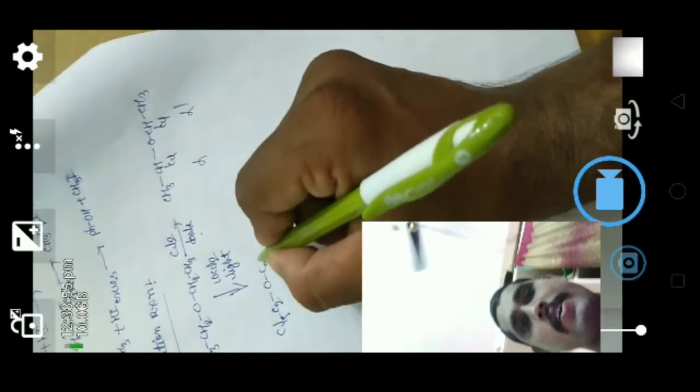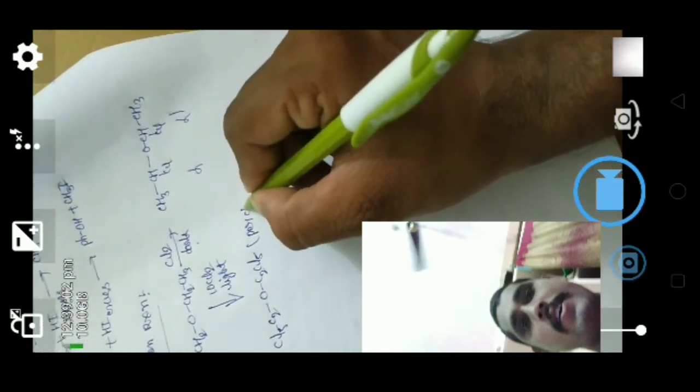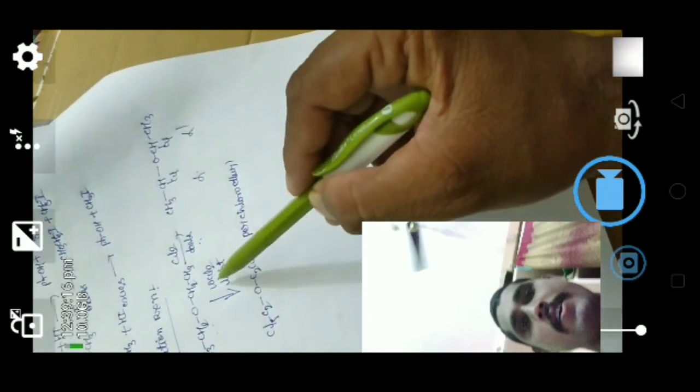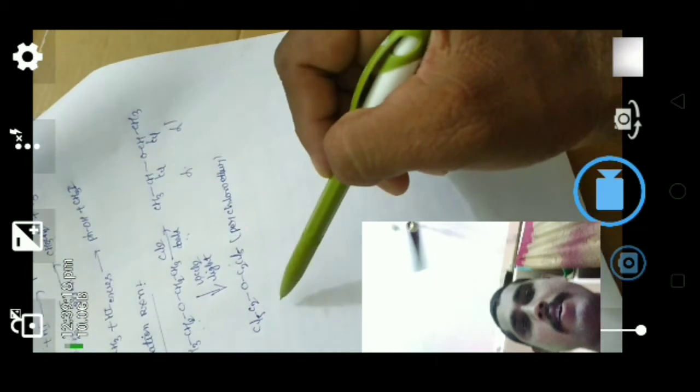Or the same diethyl ether, when you react with 10 molecules of chlorine in the presence of light, you get C2Cl5OC2Cl5, perchloroether. Here diethyl ether, when you react with chlorine in the presence of dark, gives alpha dash dichloro diethyl ether. Same diethyl ether, when you react with 10 molecules of chlorine in the presence of light, gives perchloroether.